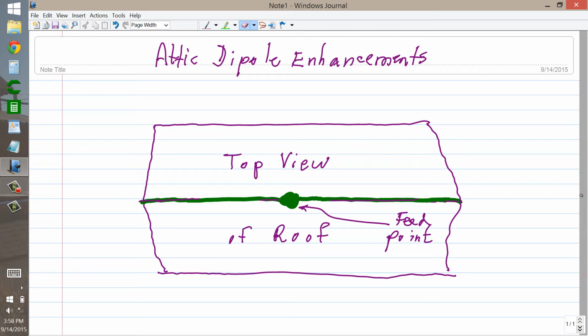I probably should have entitled the previous couple of videos Attic Dipole, because it is obviously a dipole. And what we're looking at here, as you may well guess, is a top view of the roof of your house, a direct view from straight over the center of your house, like one of those aerial drones would make to determine how much energy you're losing.